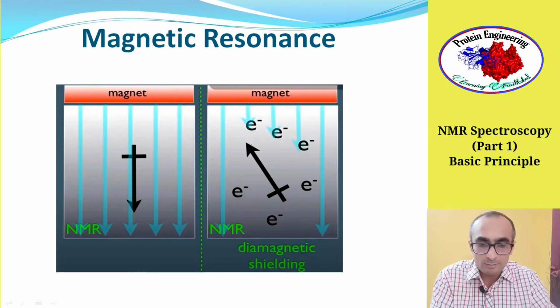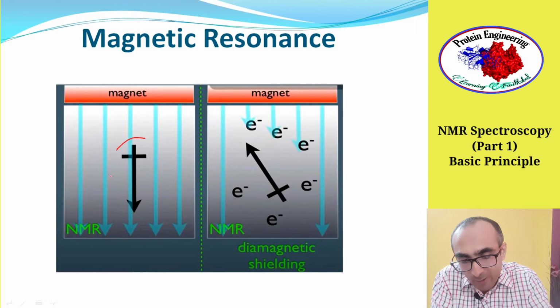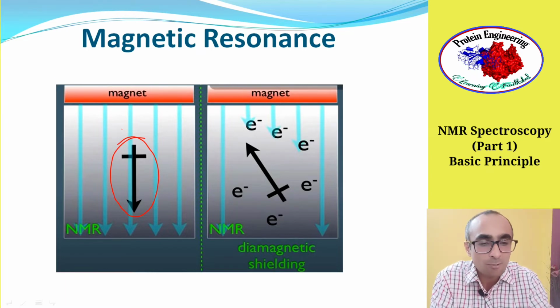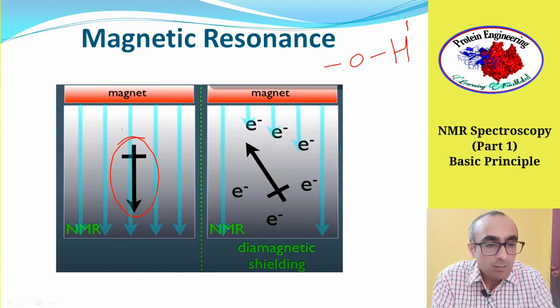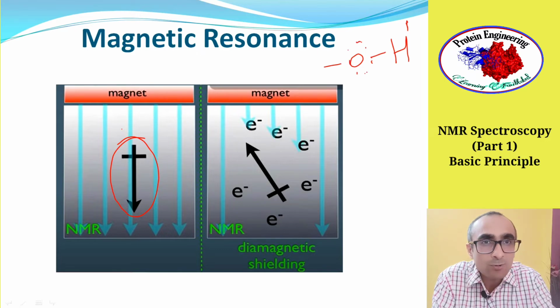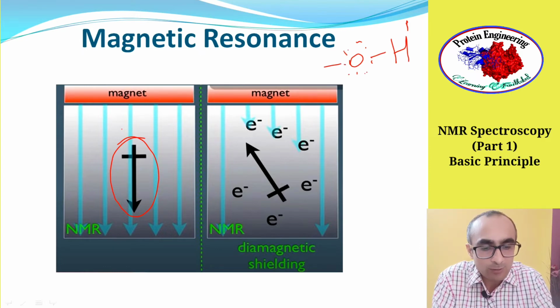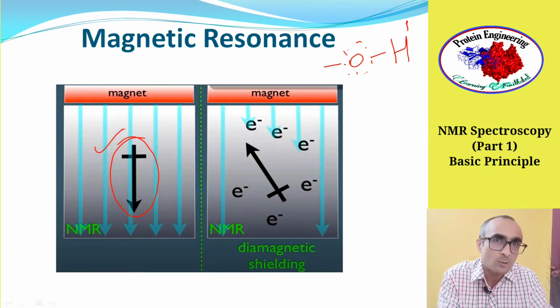Now we understand this better with this example: you have one nucleus which is in alpha spin state, and there is no electronic cloud in the vicinity. An electronic cloud simply means, for example, if you are detecting this proton here, the electrons from oxygen are also in the neighborhood of this proton, and they also influence the magnetic property of this nucleus. This is called diamagnetic shielding. So you have one proton where there is no diamagnetic shielding, there is no electron in the vicinity.